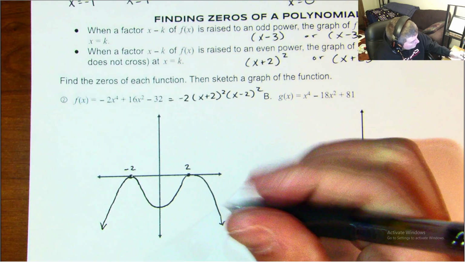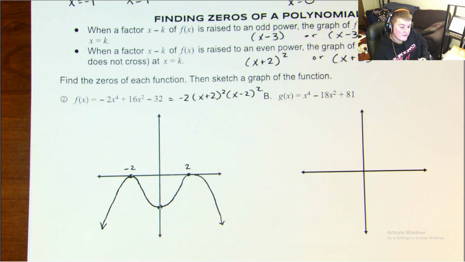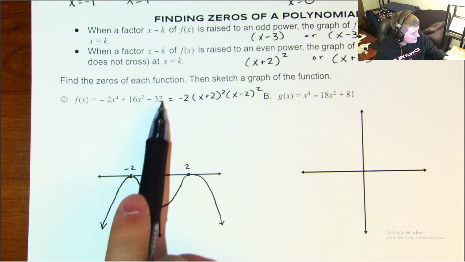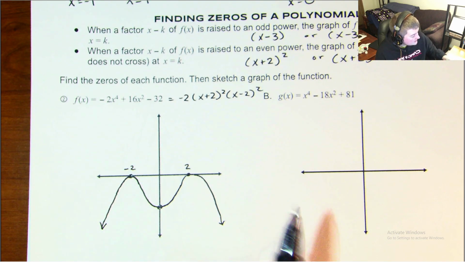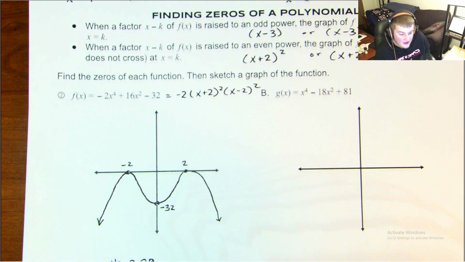Now, one thing that we need to know, though, is this. We actually do know what this value is. We know what that y value is, okay? Because when x is 0, these two terms are 0, leaving just this value here, and that would be on the y-axis. So this is actually my y-intercept. So that's a y value of negative 32.